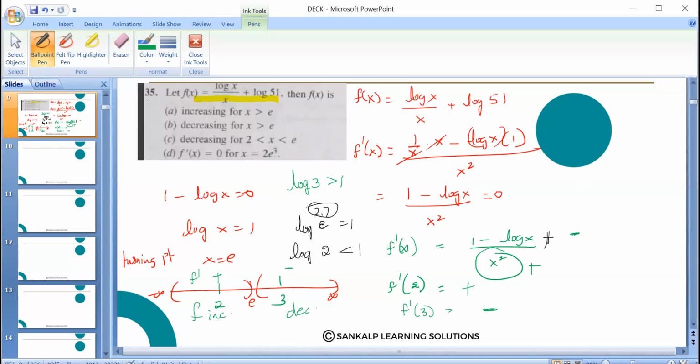So the increasing interval is for x less than e, and decreasing is for x greater than e. That is happening in option B. So option B can be the correct answer.